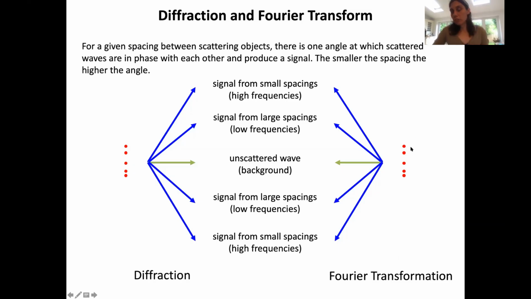Likewise, in a Fourier transform, we have the information about features that are close to each other. These are fast sinusoidal waves. They will be represented far from the center of the Fourier transform, whereas the low frequency information relating to objects that are far from each other is going to be transmitted close to the center of the Fourier transform.